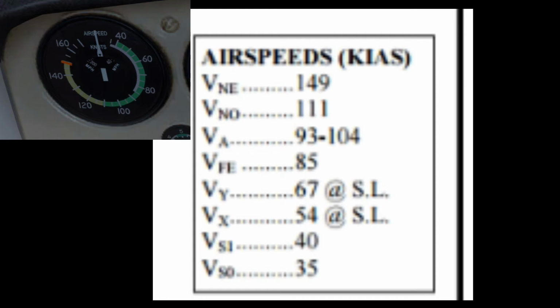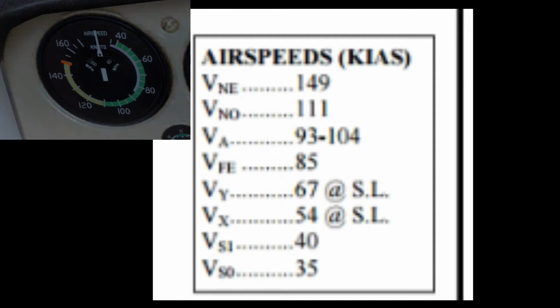VY is a major one that you want to learn if you're first learning how to fly a plane. VY stands for the speed that will allow for the best rate of climb. So in other words, if you want to get up in the air, this is usually done on takeoffs. You want to keep the plane at 67 knots, and that will get you the best rate of climb. It'll get you up in the air faster, and you want that. That's crucial when you take off because you want as much altitude as possible in case something happens.